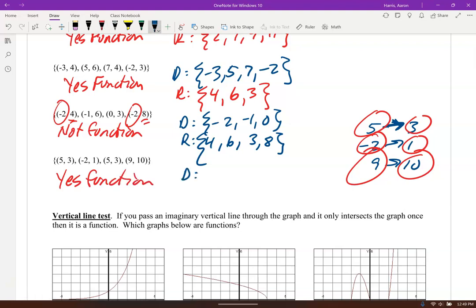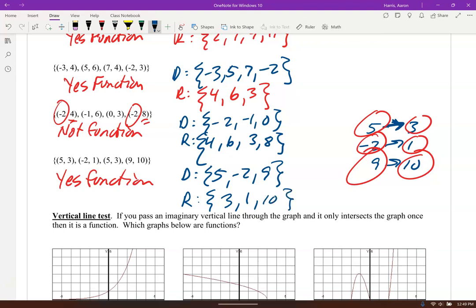And I would again list my domain, 5, -2, and 9. 5, -2, 5, and 9, but I don't need to list the 5 twice. The range, all the y's. Don't need to list 3 again. 3, 1, 3, and 10. So 3, 1, and 10.